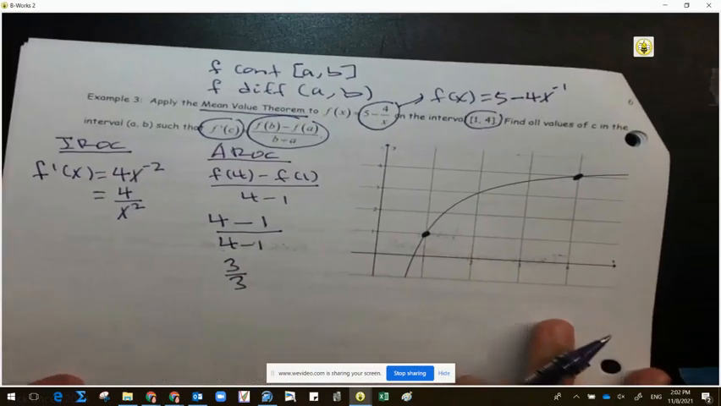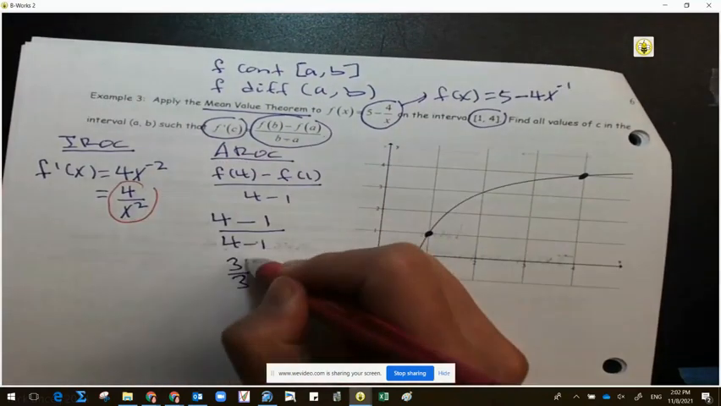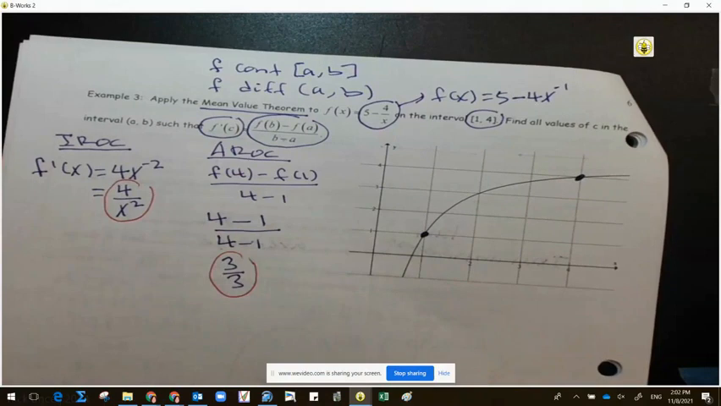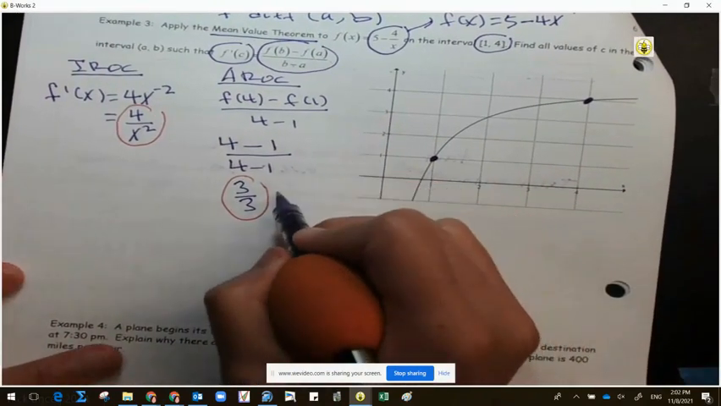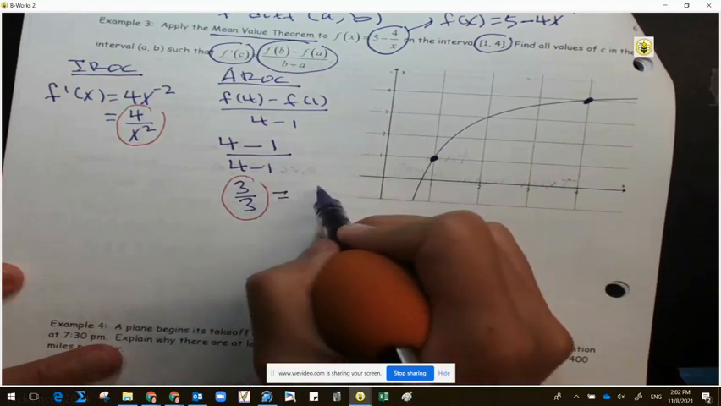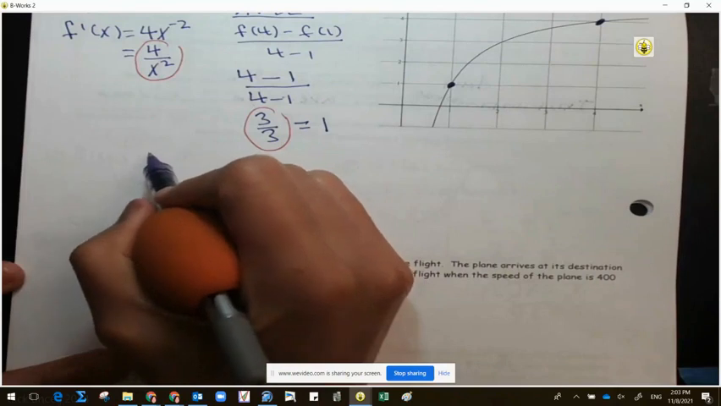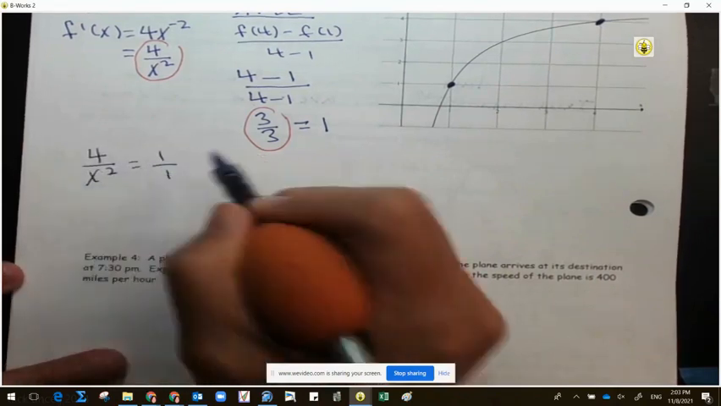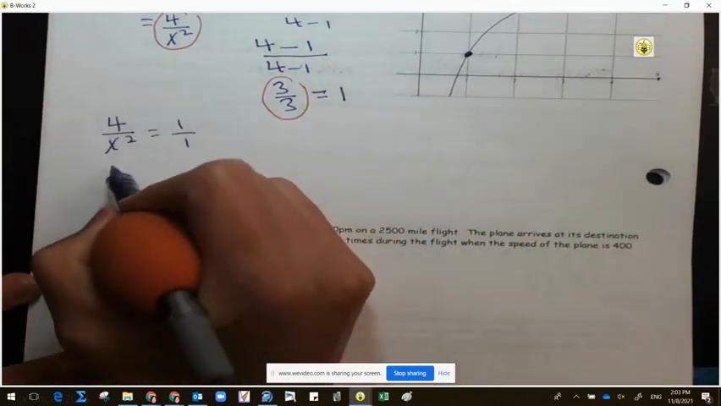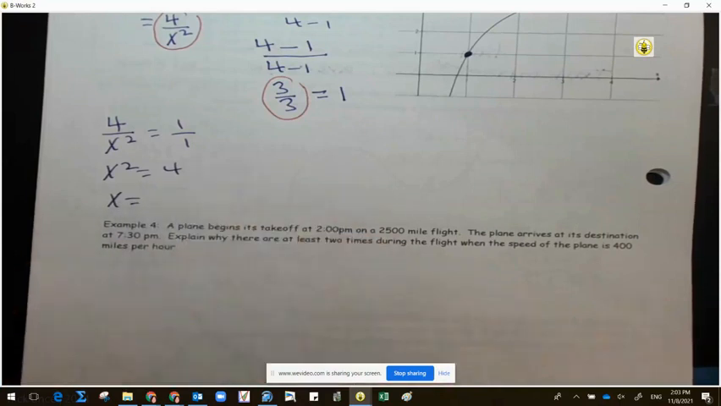So at this point, the mean value theorem says we can now set these two what to each other? Equal to. Now, is it okay to leave it as 3 over 3 if I wanted? Yeah? Can I just have that as 1? Which is going to make it easier. So we have 4 over x squared is equal to 1 over 1. And when I cross multiply, we get x squared is equal to 4. So how many is my x then?